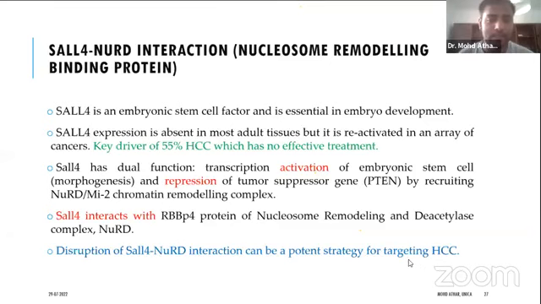One is transcription activation of embryonic cells. And second, which is more important for this study, is the repression of the tumor suppressor gene by recruiting this complex. So for the second function, SALL4 is a protein which interacts with another protein. And this is inhibiting the activation of this gene. Therefore, once we disrupt this protein-protein interaction, we can have a strategy for targeting cancer.